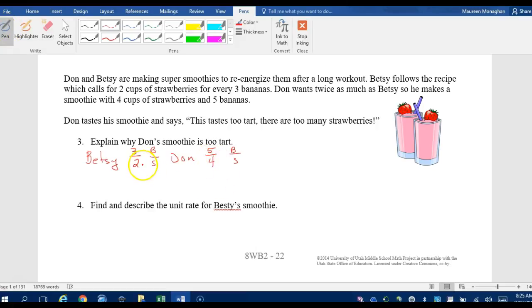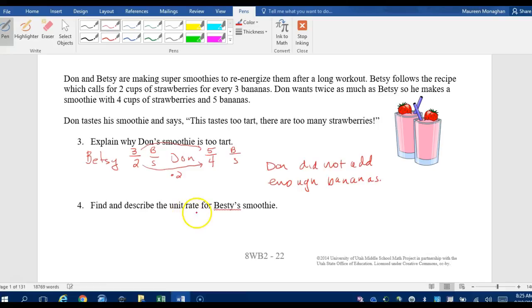Here's what happened. Don doubled the strawberries, but what about the bananas? Did he double that? The reason it's too tart is because he added too many strawberries compared to the number of bananas. Don did not add enough bananas, because he has to multiply both strawberries and bananas by the same thing.